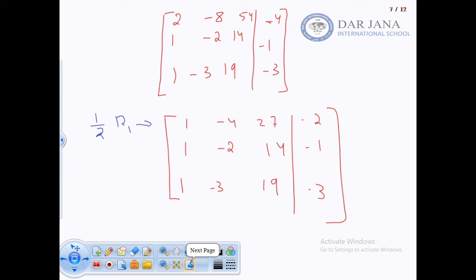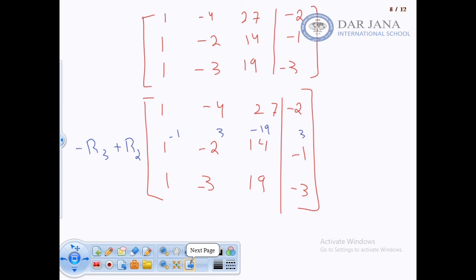Now, if you notice, look at the first row. All of the numbers are divisible by 2. So I will multiply R1 by half, and we will get the result. The second row and the third row will not change. 2 times half is 1. Negative 8 times half is negative 4. 54 times half is 27. Negative 4 times half is negative 2. Now, this is the result of the matrix after multiplying it by half.